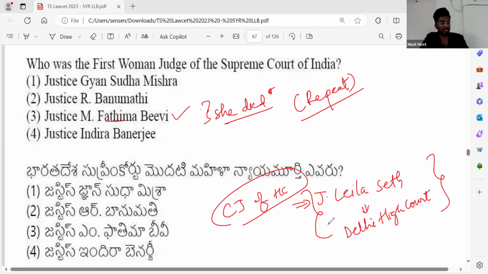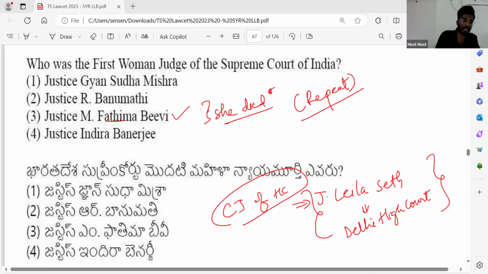So like this, they'll ask questions in the exam, like who is the first women governor of a state in India? It is Sarojini Naidu. She was the governor of Uttar Pradesh. Similarly, the first women Chief Justice of a High Court is Justice Lawcet, and the first women judge of the Supreme Court is Justice Fatima Bibi.